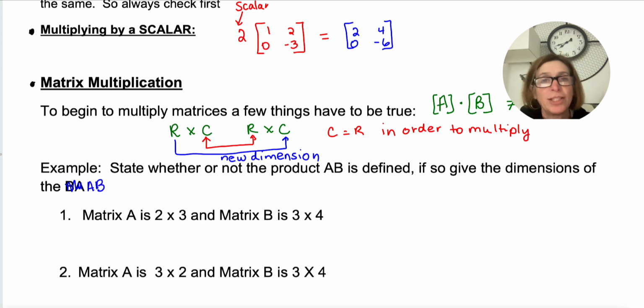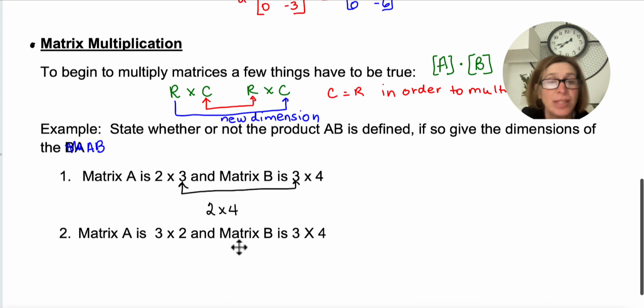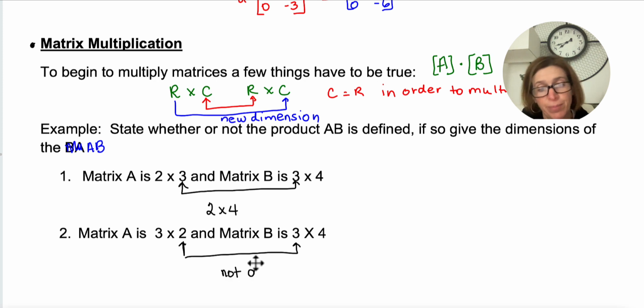All right. So state whether or not the product is defined. You have a 2 by 3 and a 3 by 4. The columns of the first do equal the rows of the second, so it is defined under multiplication, and my new dimensions would be a 2 by 4. This one, the columns of the first do not equal the rows of the second, so it's not defined.